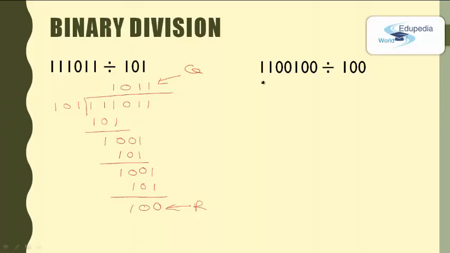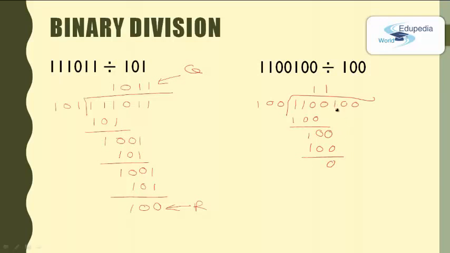Let's try out another example. 1100100 divided by 100. Let's write it down like this. 100 has 3 bits, so we have to put something in the third position. It is 1. 1 multiplied by 100 is 100, and we have to subtract these two numbers. 0 minus 0 is 0, 1 minus 0 is 1, and 1 minus 1 is 0. Now we have to bring down this 0 to here. Now we have to find the quotient for 100. It is 1. So 1 multiplied by 100 is 100. If we subtract these two numbers, it is 0.